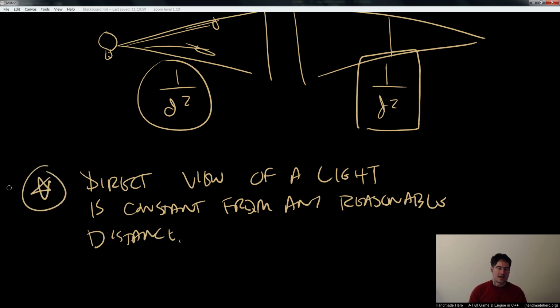Okay? I don't care how far away from this light you walk. The only way you can make it look any dimmer to you, if you were in a vacuum in space, is to get so far away from it that your retina cells are no longer at a sufficient resolution to pick up the photons. Then it'll start looking dimmer. But until then, it will look the exact same brightness.